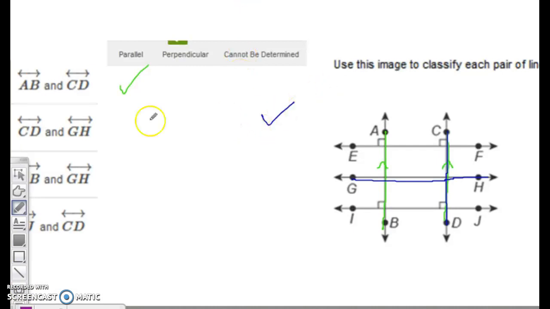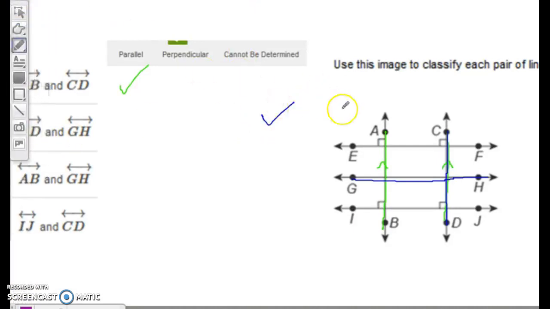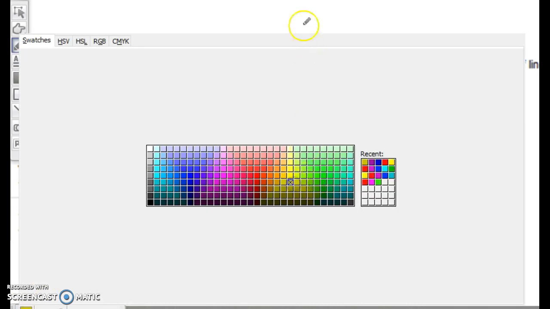All right, and then we have, let's see, what does that say? AB and GH. All right, so here's AB and here's GH. Okay, so again, we don't have parallel line markings yet, so let's see. I think that's going to be another one that cannot be determined. I might go back and reevaluate that after the last one if I feel like it. Pretty sure that's right though.